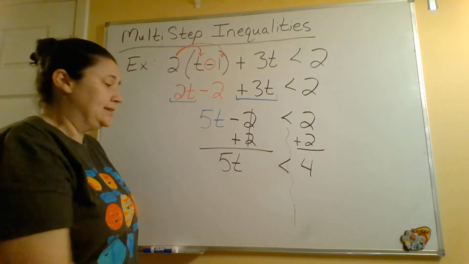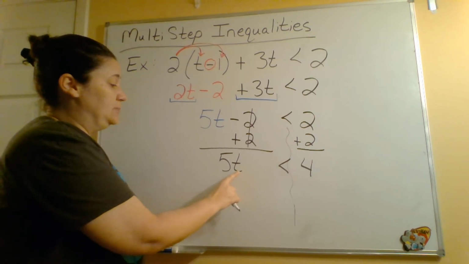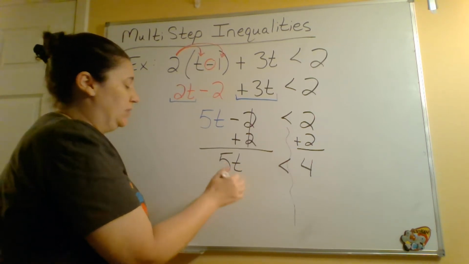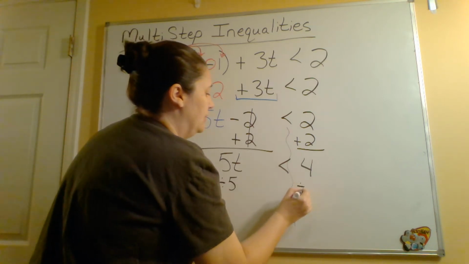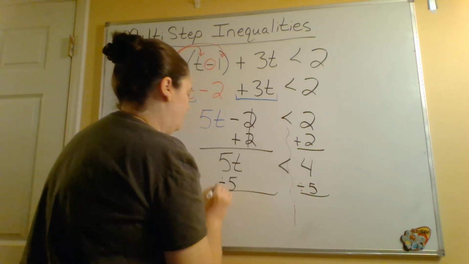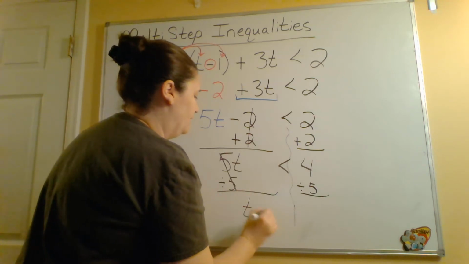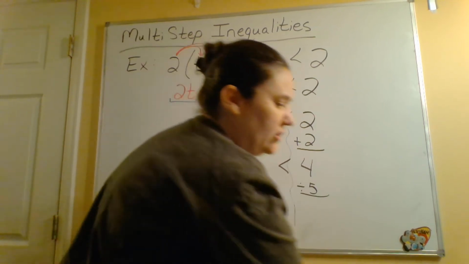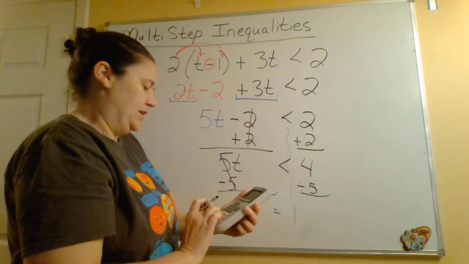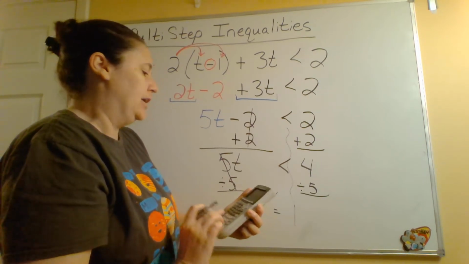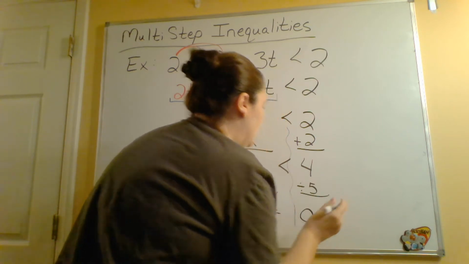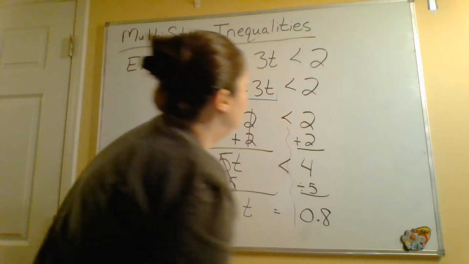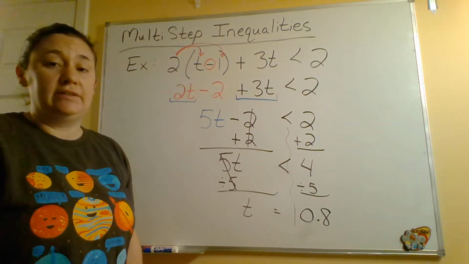And then your last step, you have to see what's being done to t. They're multiplying by 5, so you need to divide by 5. Divide by 5. The 5's cross off, and we have t equals 4 divided by 5, I think, is 0.8. Let me just check. It is 0.8. So it is okay if you get a decimal as an answer, that's all right.